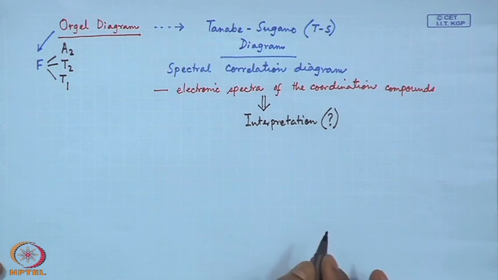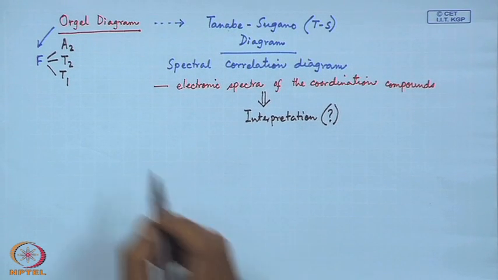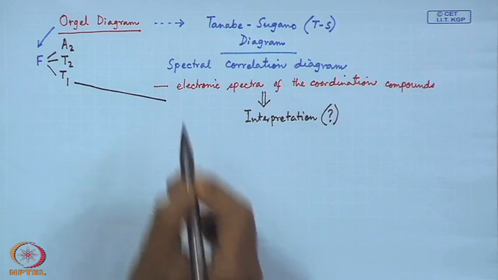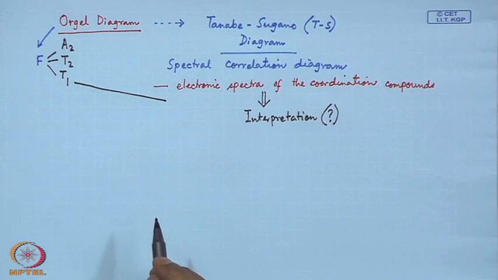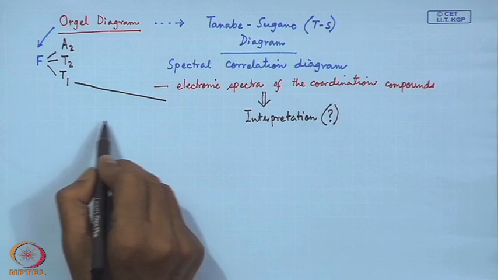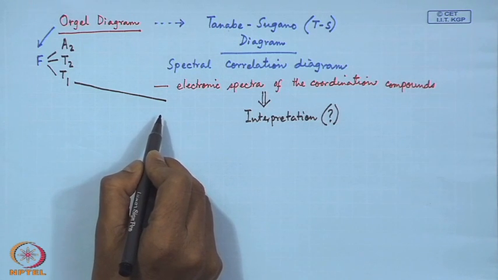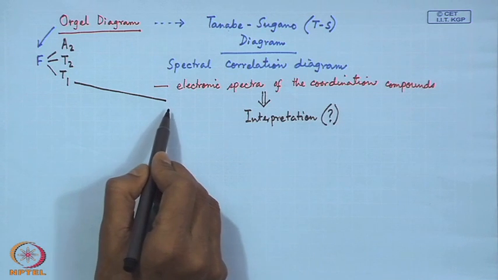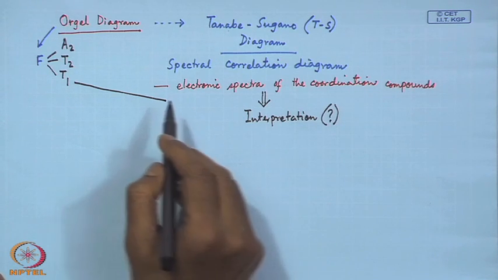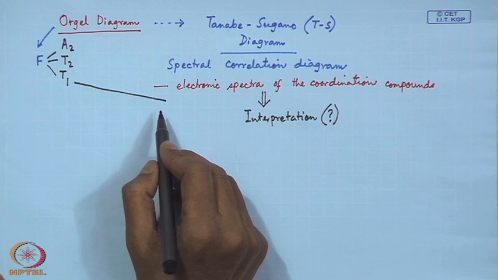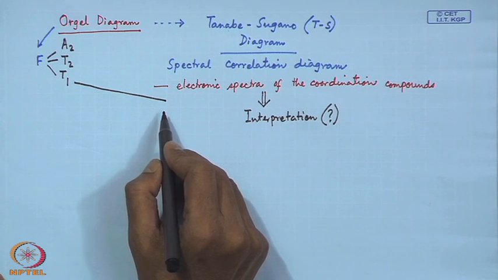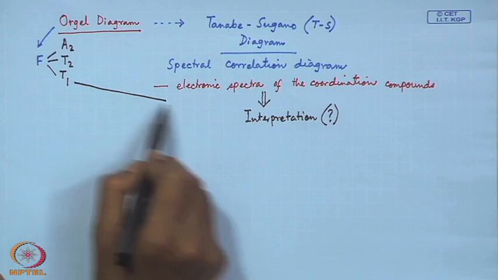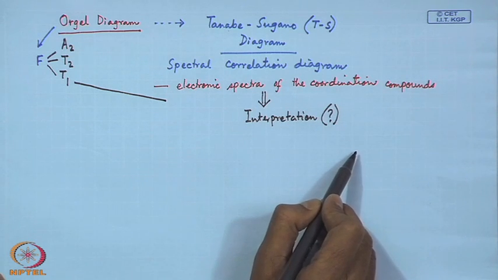So, these are the 3 terms we are having, and if we see how the energy of this particular T1 term will change with respect to the strength of increasing crystal field, as we change this, we see that it is going down and down as we go towards infinitely strong crystal field strength.